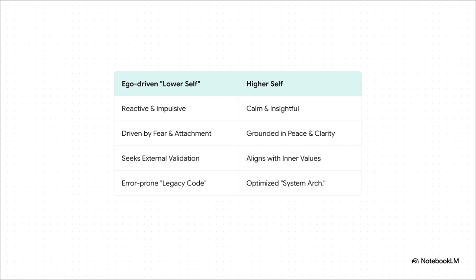And this right here really lays out the difference between our two primary operating modes. On one side, you've got the ego, that's our legacy code. It's reactive, it's full of bugs, and it's almost always driven by fear. But on the other side, you have the higher self, our optimized system architecture. It's calm, it's insightful, and it operates from a place of deep inner alignment. It's a night and day difference.